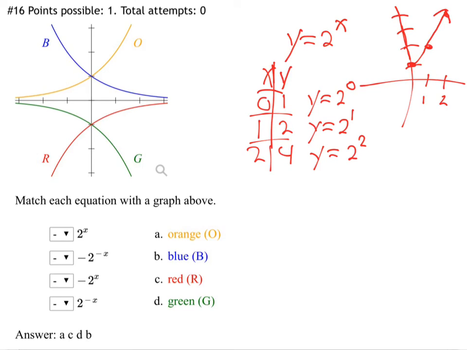So it's going up like that. And remember, exponential graphs, they always rocket on one side, flatten on the other. So which one looks like that? Well, that's clearly the orange one here. So the orange one is the A, is the 2 to the x.